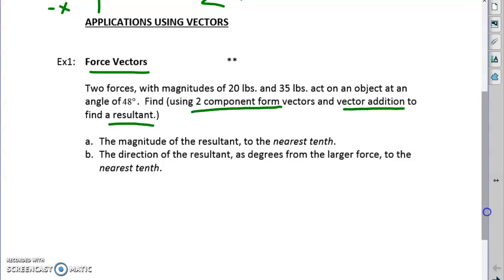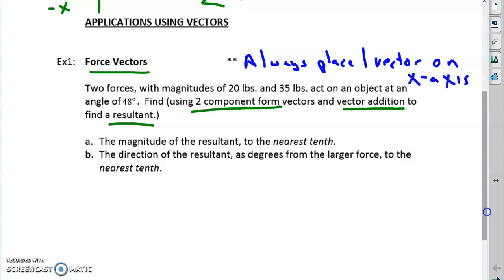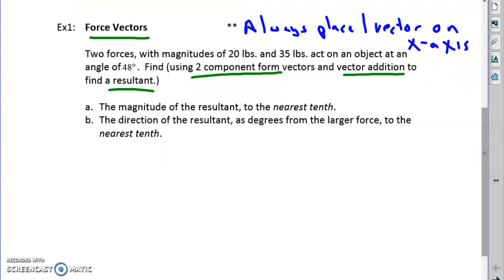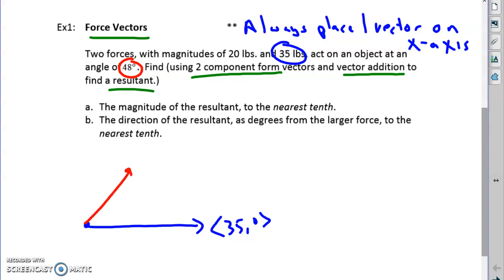Love it. All right, first of all, when doing an application problem, always place one vector on the x-axis. In other words, it's always going to be an x coordinate only, y will be 0. So I'm going to take the larger of the two. I'll explain to you why in a minute. I'm going to draw it horizontally completely from the origin. If it's 35 and it's all horizontal, that vector is 35, 0. From that vector at a 48 degree angle, notice they're not both 48 degrees. One is 48 from the other. The magnitude is 20. I'll try to be somewhat to scale. And the angle between the two is 48.